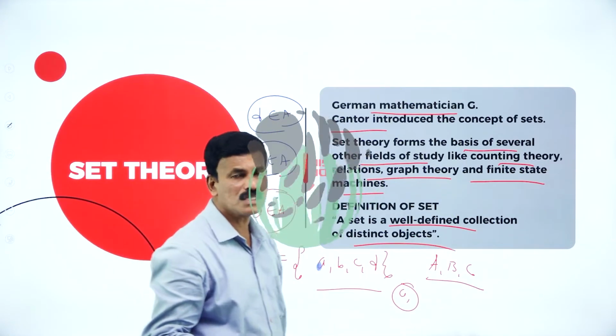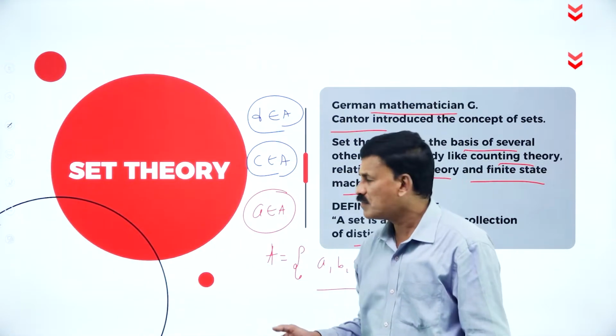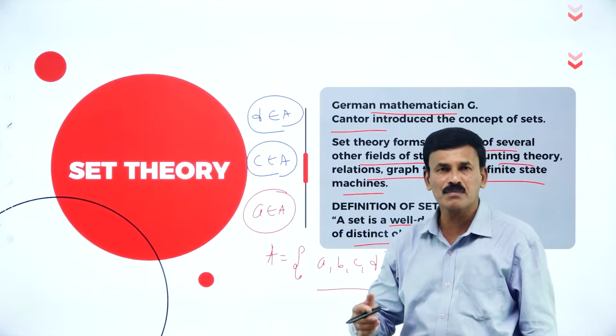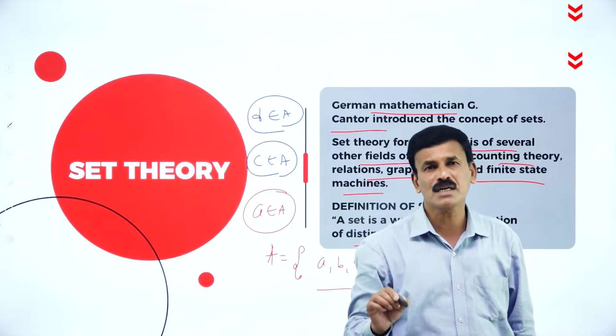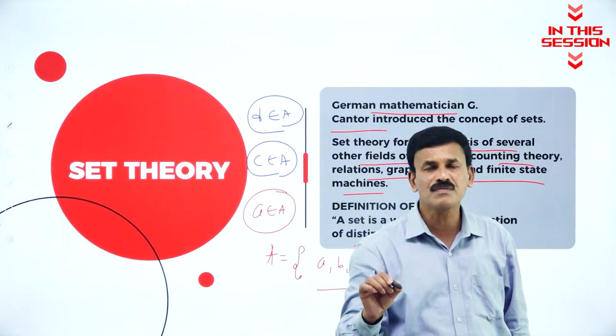Small a, small b, small c, small d are the elements of the set, whereas capital A, capital B, capital C will represent a set. Okay. So in general, a set is nothing but a collection of well-defined objects.